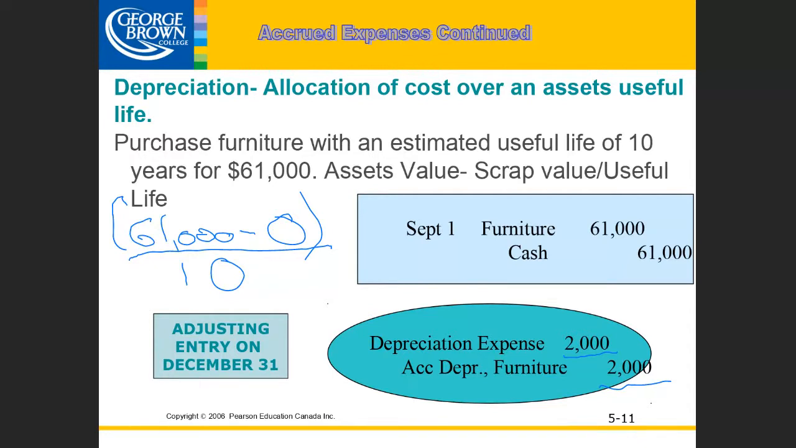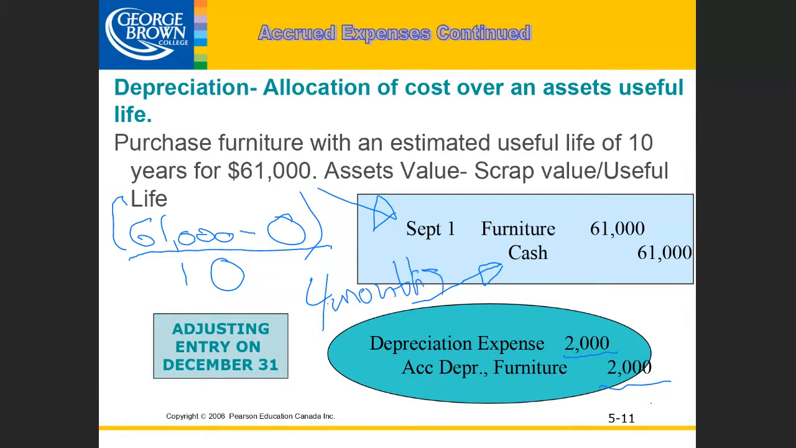So the journal entry here would be debiting our furniture account by $61,000, and crediting our cash account by $61,000. Oh, I understand why it's $2,000. It's because it's actually 4 months worth of depreciation. So the math here is right, except it's 4 months, not 2. Okay.